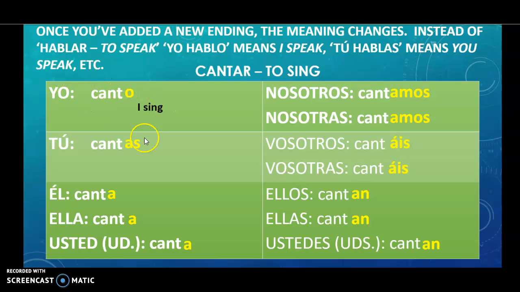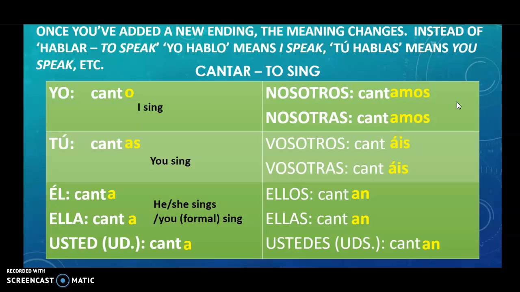Yo canto means I sing. Figure out, what is tú cantas? What is that? Pause, figure it out, and then come back and check. That would be you sing, you informal. What about this next one? Él, ella, usted, él canta becomes he sings. Ella canta, she sings. Usted canta, you formal sing. All right, figure out the next two and then come back.